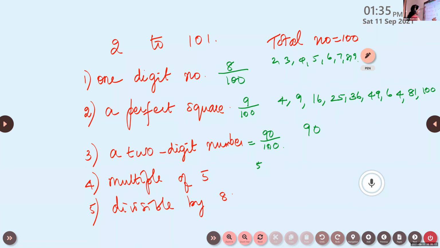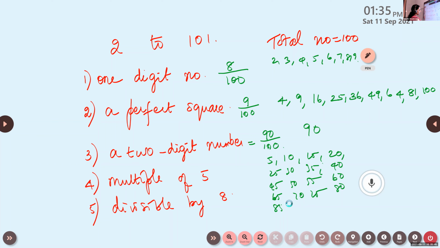Okay, if you want, you can calculate like this: 20 into 5 will get 100. If you don't know, what you can do is write it out. Multiples of 5: 5, 10, 15, 20, 25, and so on, 40, 45, 50, 55, 60, 65, 70, 75, 80, 85, 90, 95, 100. So we'll get 20. So the probability is 20 by 100.